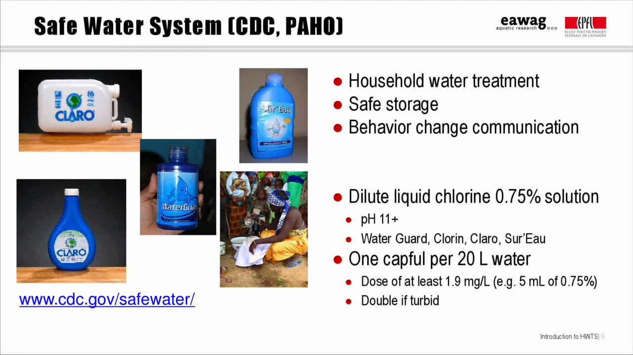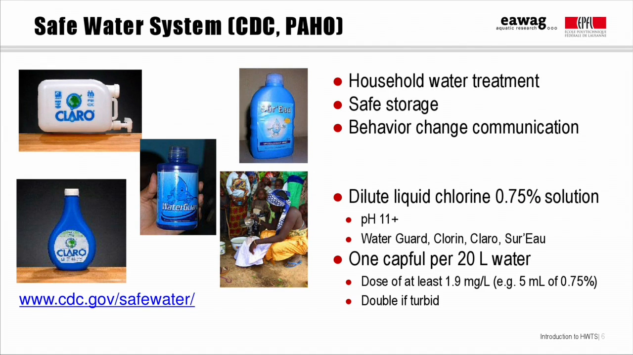The use of chlorine in household water treatment was first developed by the U.S. Centers for Disease Control and the Pan American Health Organization. They proposed an intervention including 3 elements: chlorine disinfection, and this was later expanded to include other HWTS processes, safe storage, and behavior change communication. This model has been widely taken up, especially through Latin America and parts of Africa, and typically involves production of a dilute sodium hypochlorite solution around 0.75% free chlorine.